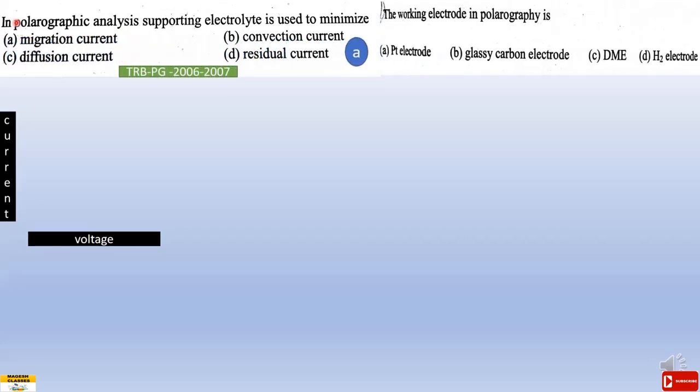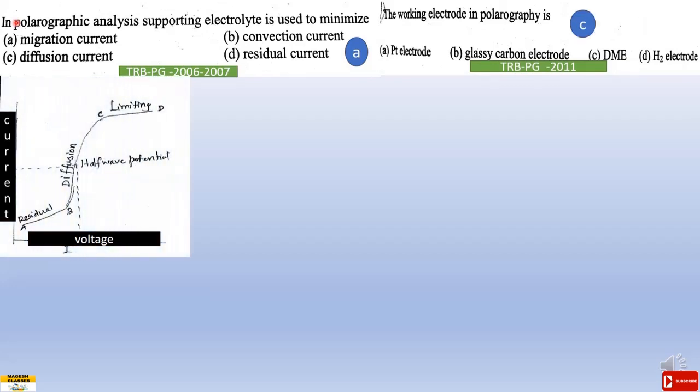Next one, the working electrode in polarography is a direct question. Your answer is C. The next topic is the limiting current. The limiting current is the portion of the polarogram from C to D.